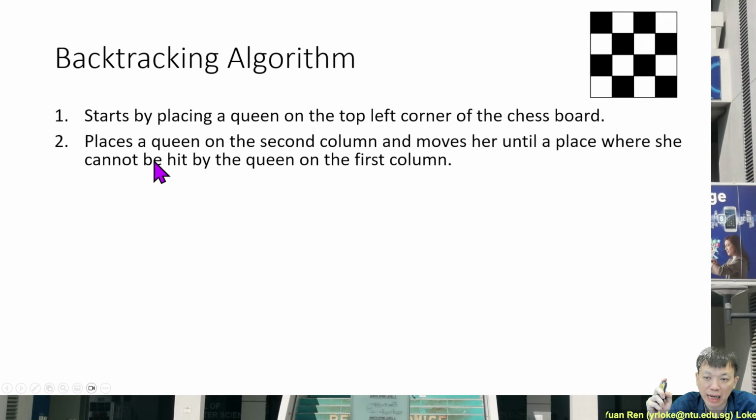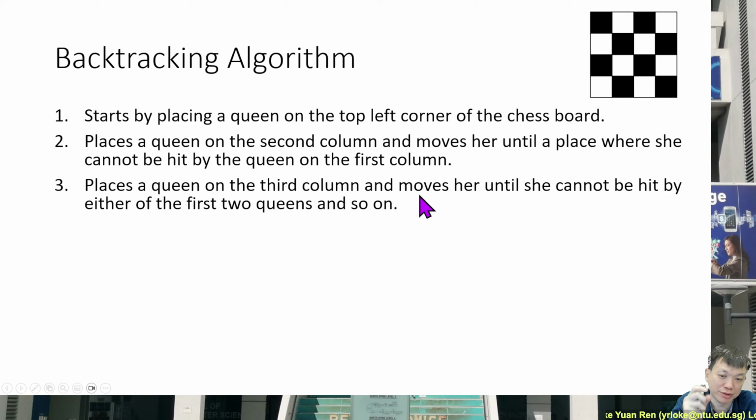And then I place a queen on the second column and move her until a place is safe, which means a place where the queen cannot be hit by the first queen, the one you put in the first column. And then I carry on. I put the queen in the third column, but I do not try all the combinations. I check whether the position is safe for me to put or not. If it's safe, I will put it there. And so forth.